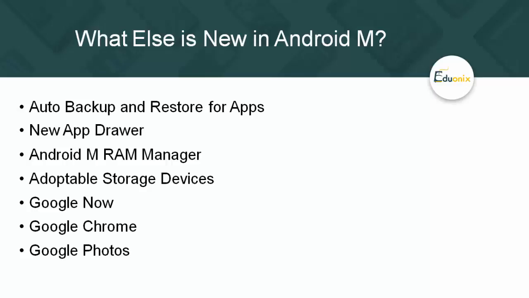Adoptable storage devices. Adoptable storage devices is Google's new storage feature, which essentially takes an external storage source, such as an SD card or a USB drive, and formats it like an internal storage source. This means that app and personal data can be moved freely between a device's native internal source and its adopted storage.